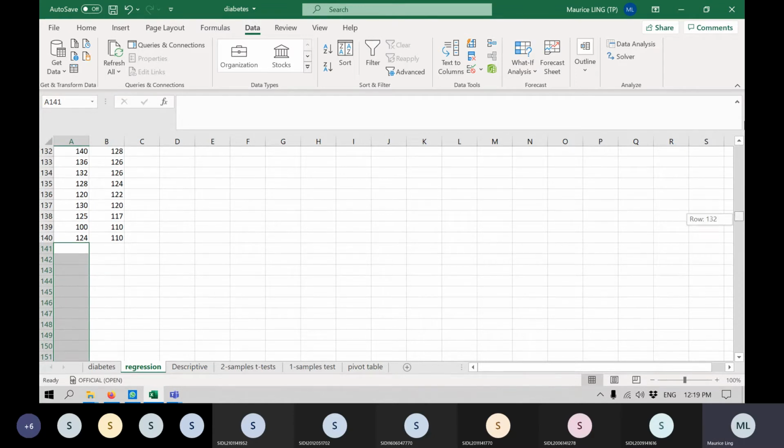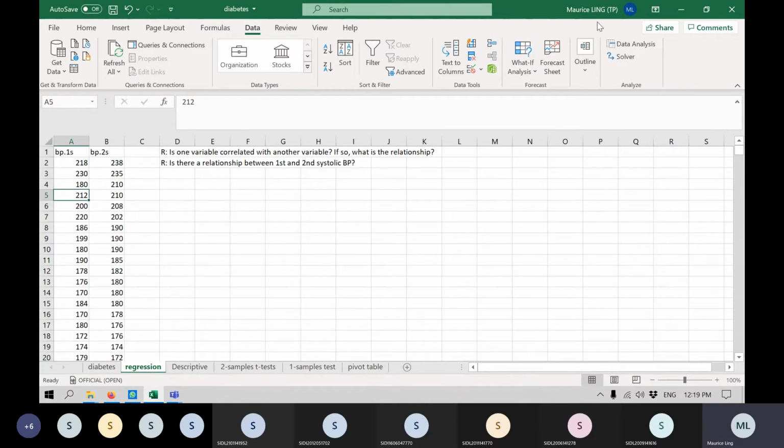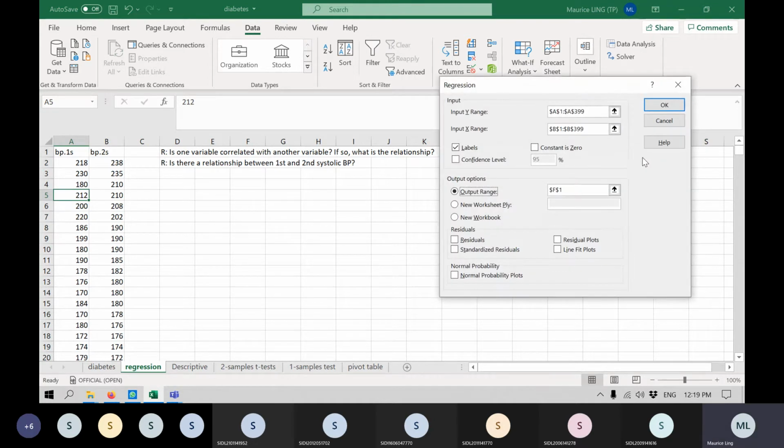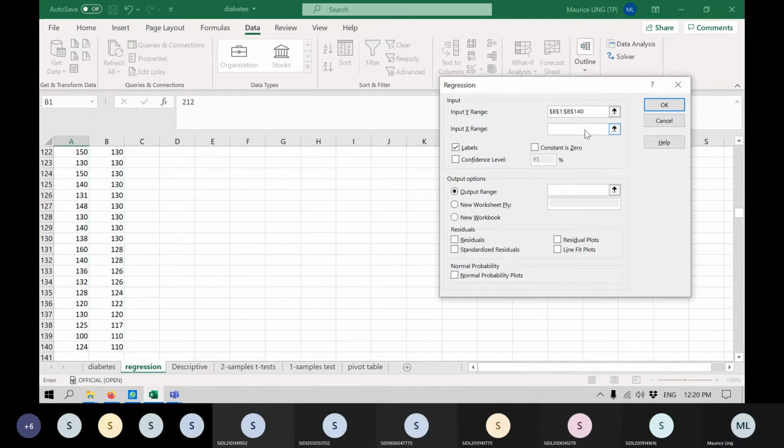For regression, we can again use our data analysis tab, and we go to regression. Skip everything. Let's say the Y is the second systolic blood pressure and the X is the first systolic blood pressure. Is there a relationship? So we go to Y, this is the second systolic blood pressure, and X.